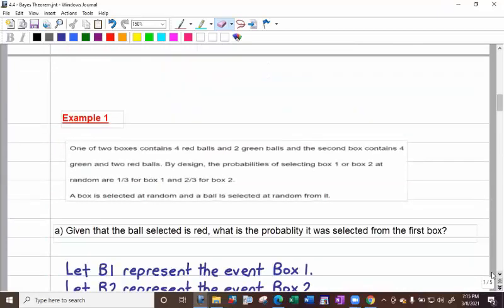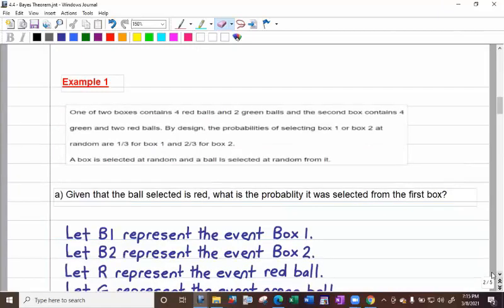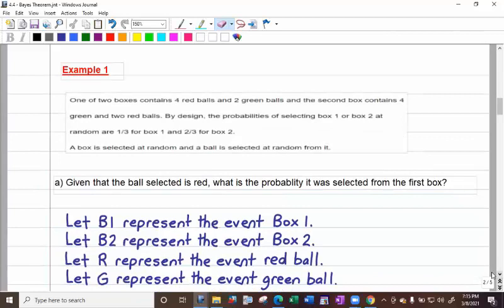I probably found that problem somewhere, Google search some examples. I don't think it came from this book per se. Not that it needed to. Okay. So we've got a box contains 4 red balls and 2 green balls. Second box has 4 green and 2 reds.